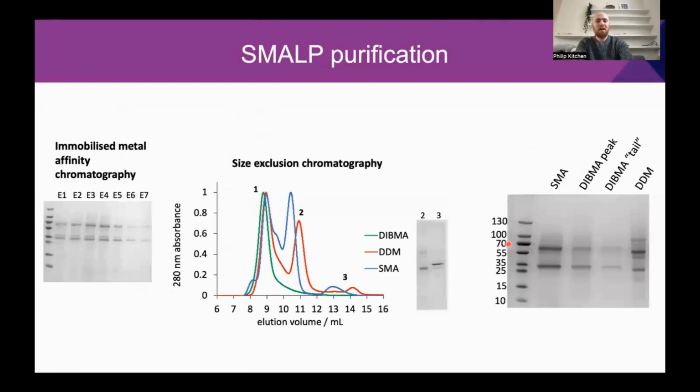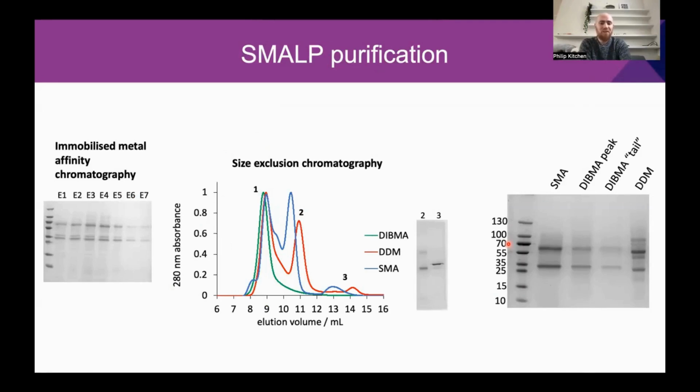So with our SMA solubilized proteins, we can do all of the same purification techniques that we would typically use for detergent solubilized proteins. And for us, this is usually a two-step purification using immobilized metal affinity chromatography with his-tagged proteins, and then size exclusion chromatography for a second cleanup. And from the size exclusion trace, you can see that we're able to purify our proteins solubilized in SMA.